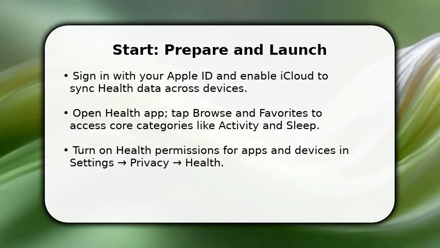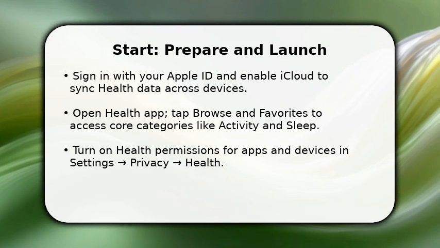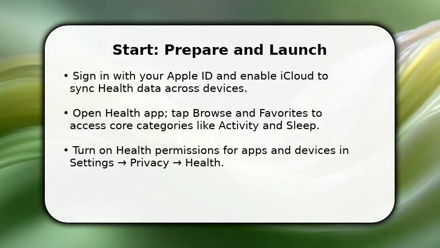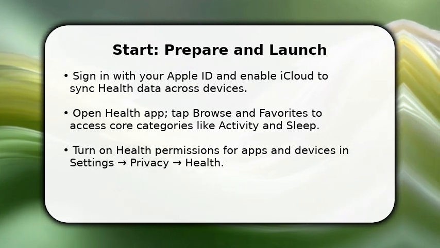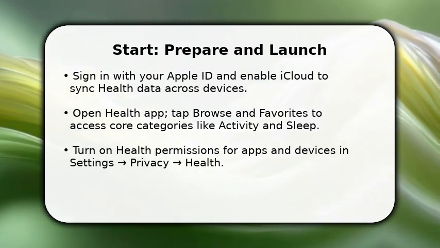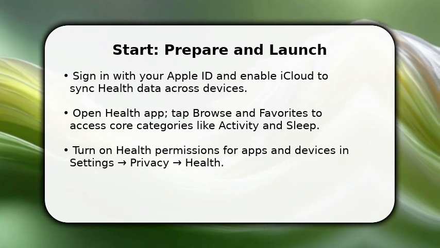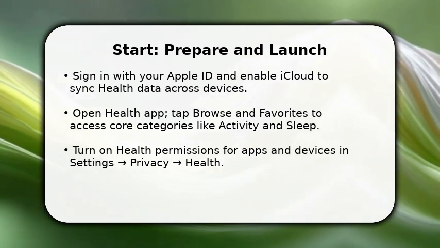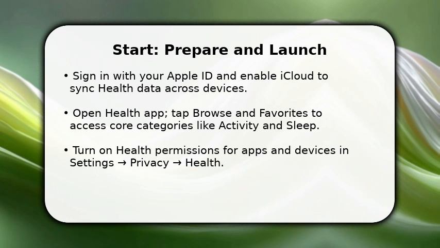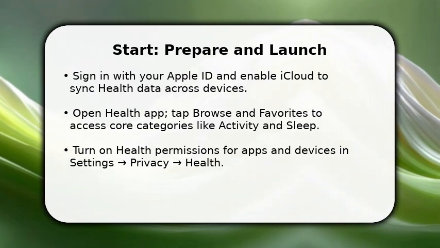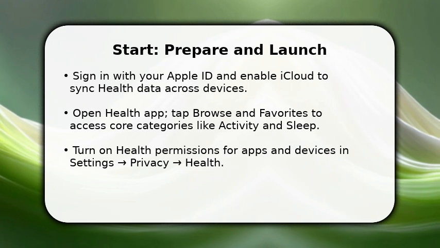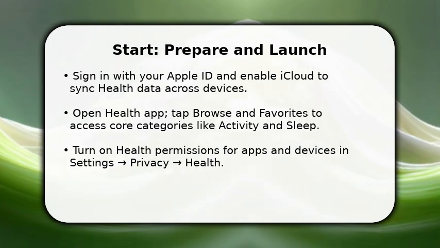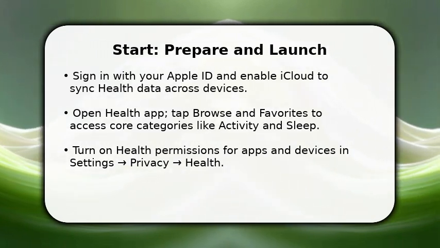You'll begin by ensuring your Apple ID and iCloud are active so data syncs across devices. Once done, open the Health app and go straight to Browse to see categories like Activity and Sleep. From here, add favorites to shape your dashboard. Make sure to permit other apps and devices to write or read health data in Settings, Privacy, Health. This allows step counts, heart rate, and sleep entries to flow automatically into one place.